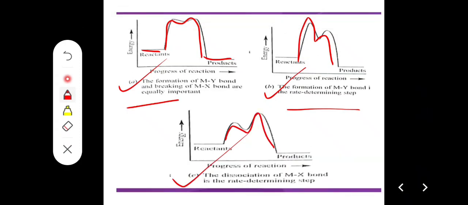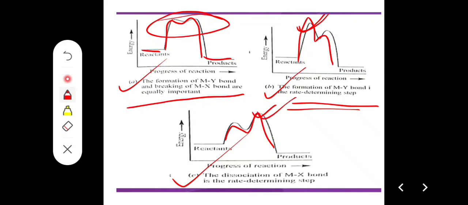First one, the M-O-I bond and M-X bond are equally important, so the energy difference here is not so much. In that case M-O-I bond formation is the favorable process. In one case the M-O-I bond needs more energy. In the other case M-X bond dissociation is more important, so the M-X bond needs more energy. Basically these all depend on octahedral complexes.